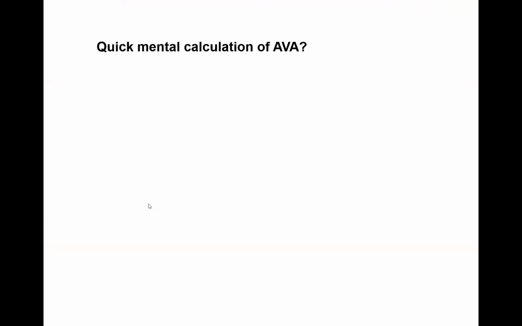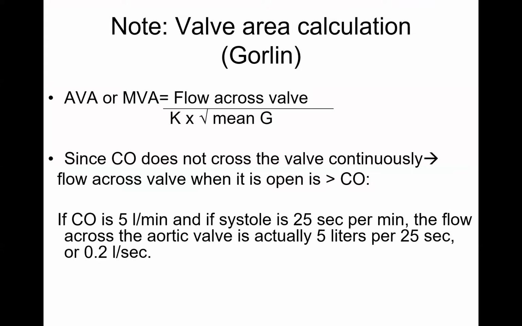Okay, I go back to the mental calculation of the aortic valve area. Unfortunately, I don't have time to go over it. Dr. Rosen did go over it at some point earlier. There is this thing called the Gorlin equation, which you need to memorize well. It's a flow across the valve divided by square root of mean gradient and a constant. So it's a flow, that's easy. Remember it like this, flow divided by square root of mean gradient.